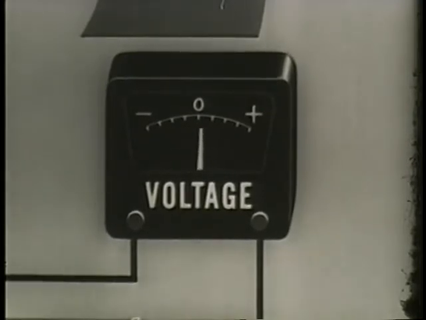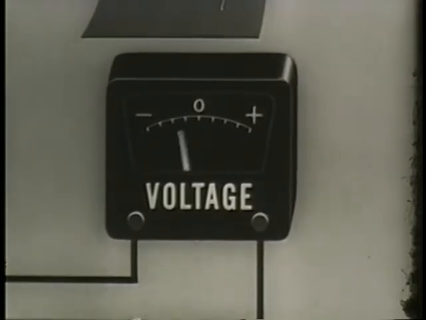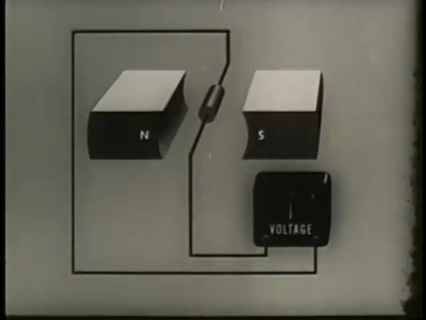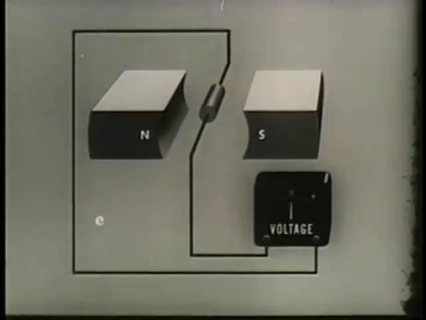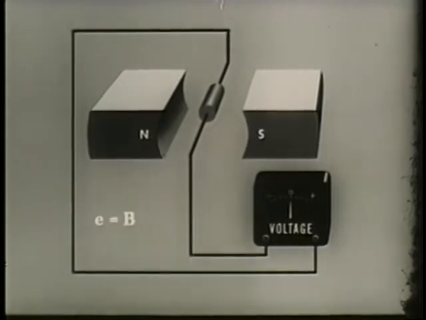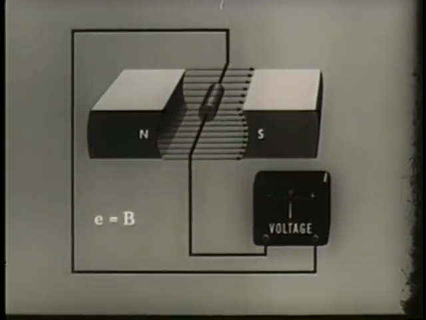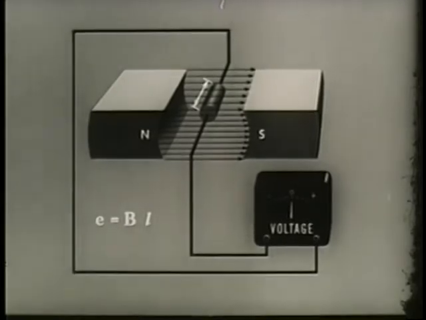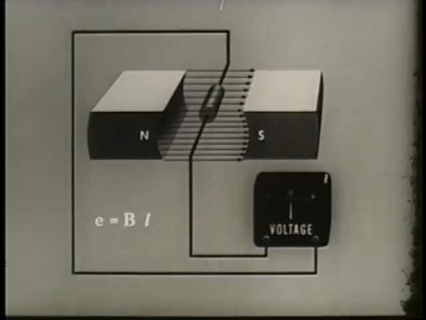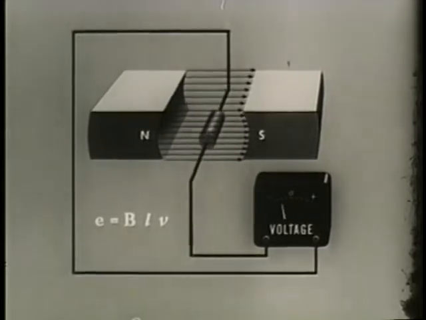The amount of EMF generated at any instant is determined by three factors: the strength of the magnetic field, that is, the number of lines of force, the length of the conductor cutting the lines of force, and the velocity with which the conductor is turning. We can determine the amount of instantaneous EMF by a simple formula. The instantaneous EMF, E, equals B, the strength of the field, times L, the length of the conductor cutting lines of force, times V, the velocity of the conductor.